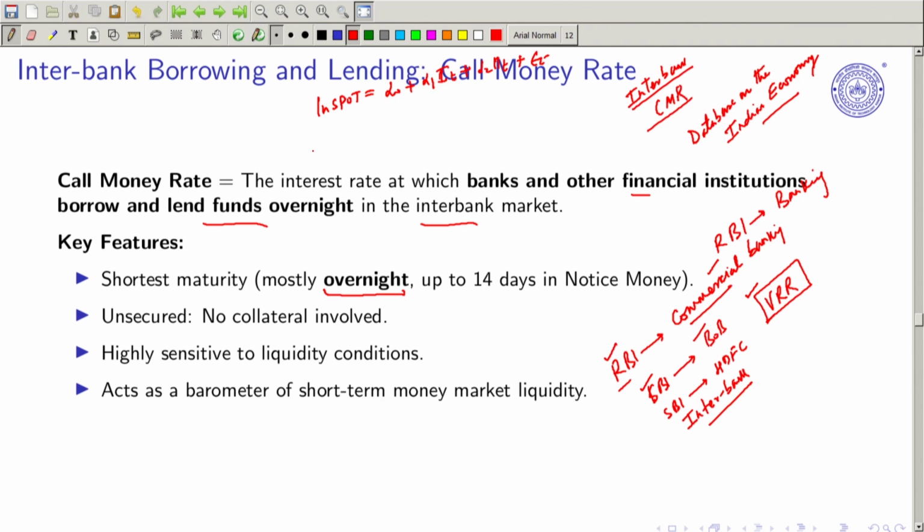So let me write it down clearly. Log of spot, what is spot? It is the USD INR. It is equal to alpha 0 plus alpha 1 times the interest rate, plus alpha 2 times the inflation, plus epsilon t.